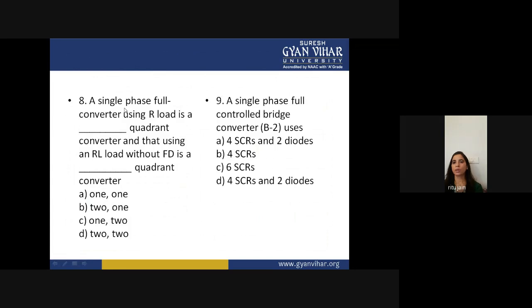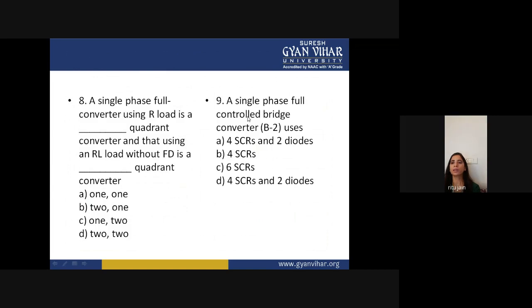Now, next question. A single phase full converter using R load is a quadrant converter, and one using an RL load without freewheeling diode is a quadrant converter. So this is your one quadrant and this is your two quadrant. Because in the RL load case, the voltage also goes in the negative direction, but the current is still positive. So it will conduct in one quadrant and in two quadrants. So the right answer for this question is C.